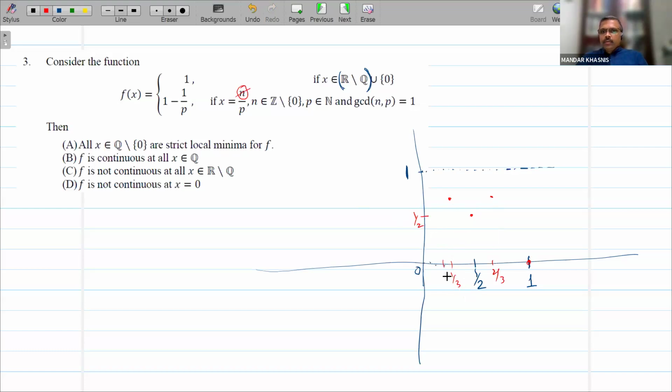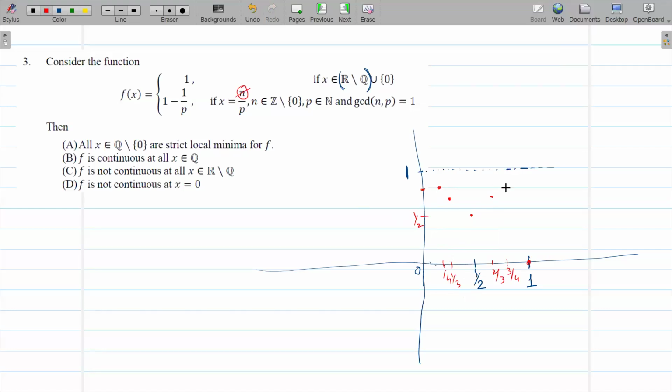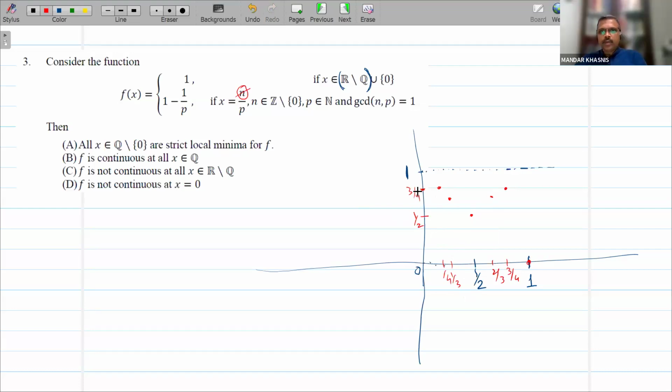Now if you look at 1 by 4, 1 by 2 forget, and 3 by 4, the image will be 1 by 4. So 1 by 4 and 3 by 4. Sorry, 3 by 4. Image will be 3 by 4. Correct. 1 minus 1 by 4, that is 3 by 4.